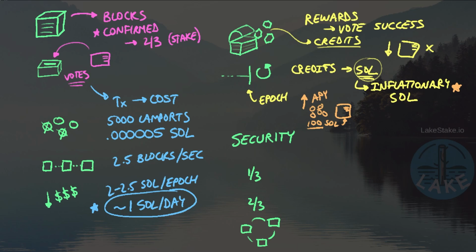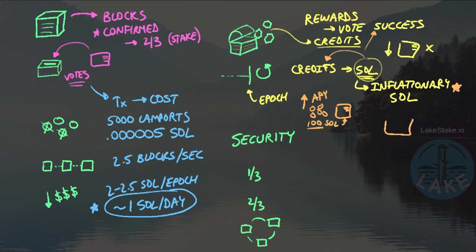But we just said that the SOL is actually a reward system based on the credits that are earned for voting. So doesn't the validator actually get that inflationary SOL? And the answer is yes. The validator actually receives that SOL and has to decide how much to turn around and give to the stakers.